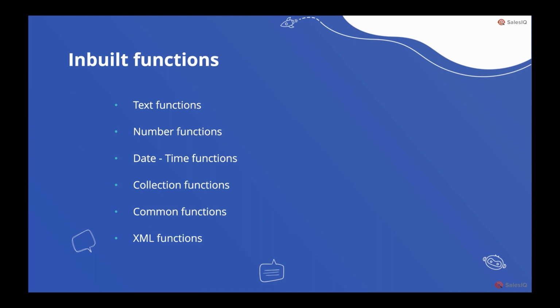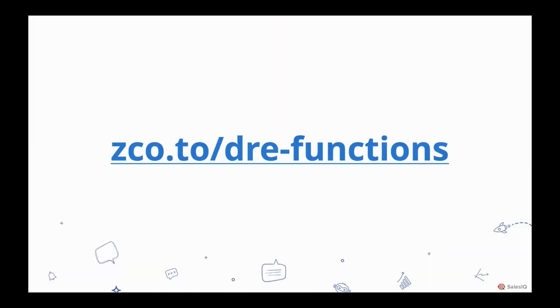And then you have inbuilt functions. You have 6 categories of inbuilt functions in Deluge: text, number, date, time, collection, common functions, and XML functions. These are extremely effective inside the platform. You can make note of this URL, and you can find all of the different categories of inbuilt functions here. All right, you can also try them out right there.